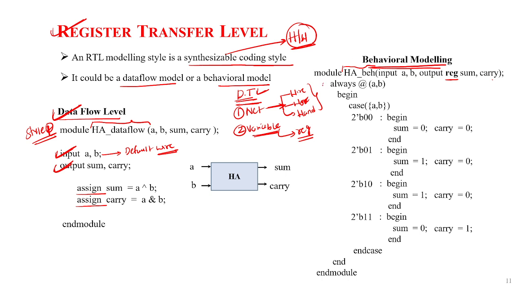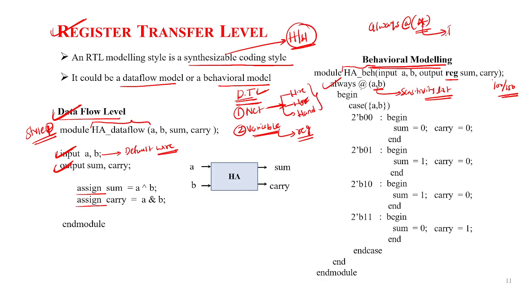In the test bench we can simulate, that's why we use the initial block there, but in the design we use the always block, always at the rate a comma b. This is the sensitivity list. Sensitivity list means if there is any change in the inputs, there is a change in the outputs. Suppose your design has 100 or 150 inputs. Every time you can't declare all of them in the sensitivity list, so in that situation you can write always at the rate star.